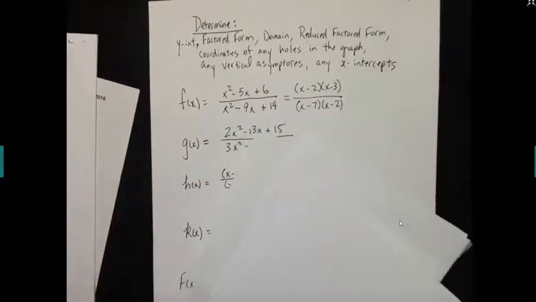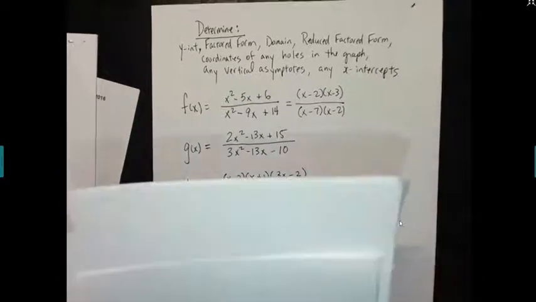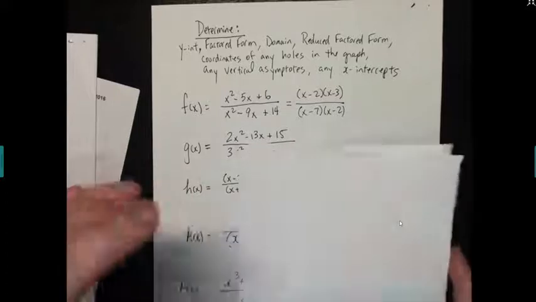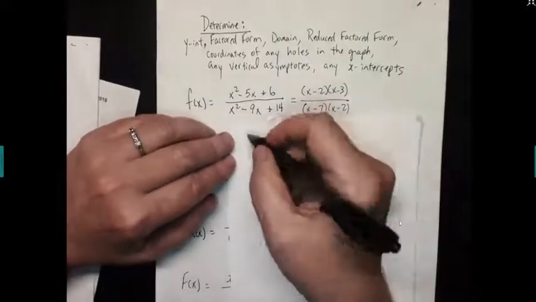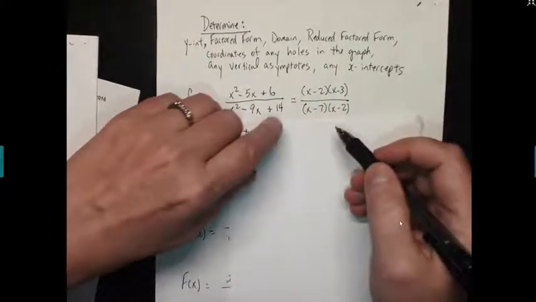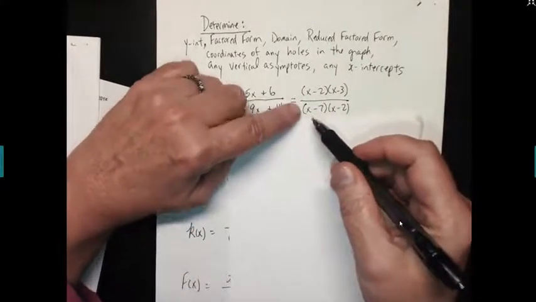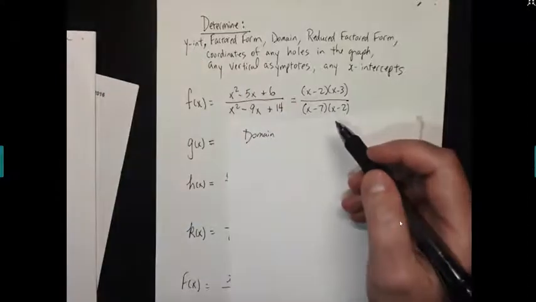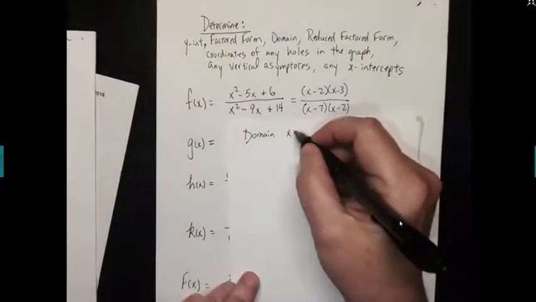Now, if I'm going to look at the domain, I do not cancel. Do not make any cancellations if you're going to look at the domain. The domain here, well, when it's in factored form, you can see that x is not allowed to be 7 and x is not allowed to be 2.